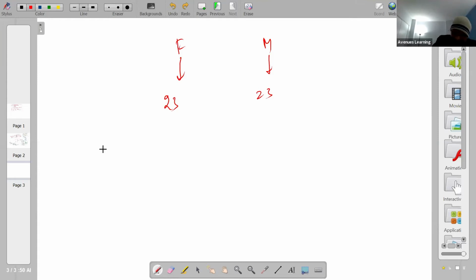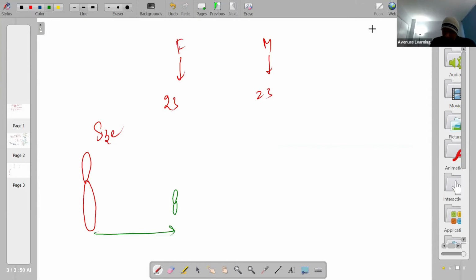Okay, so the chromosomes are numbered based on the size. Chromosome 1 will be the longest or the largest chromosome, and chromosome 22 will be the shortest one. So they are numbered based on the size. Chromosome 2 will be something like this, 3 will be something like this, 4 and so on and so forth.